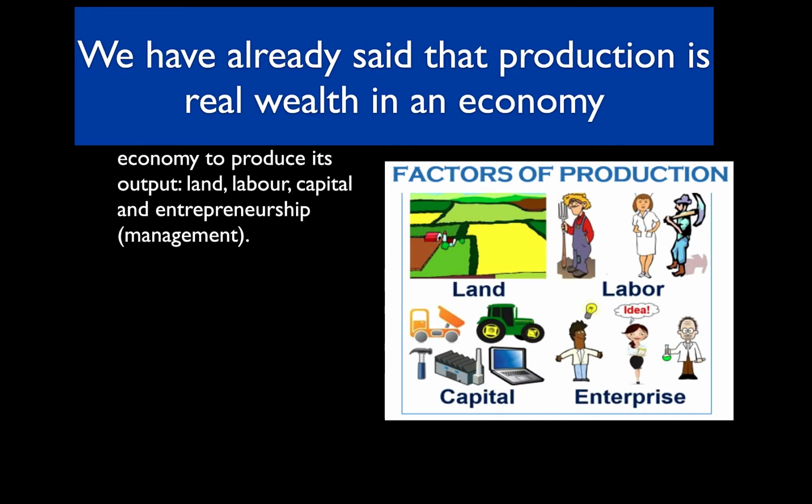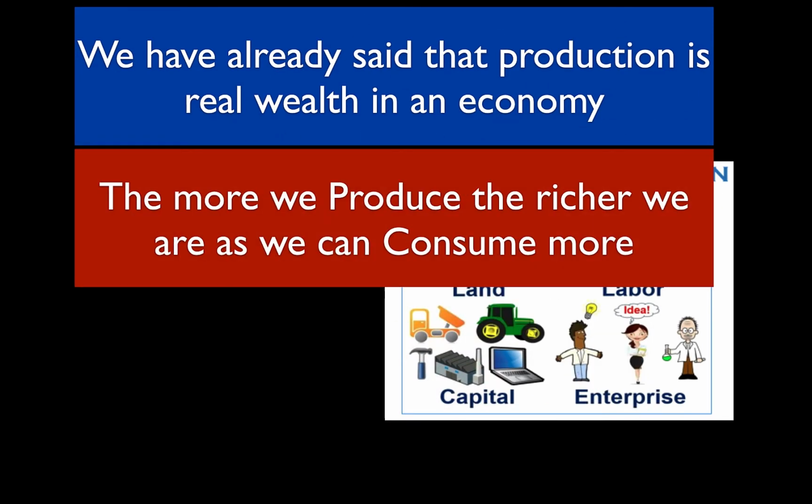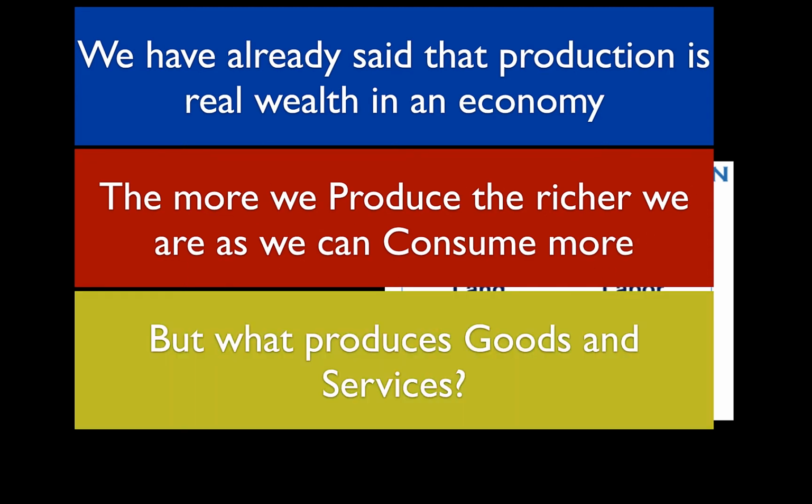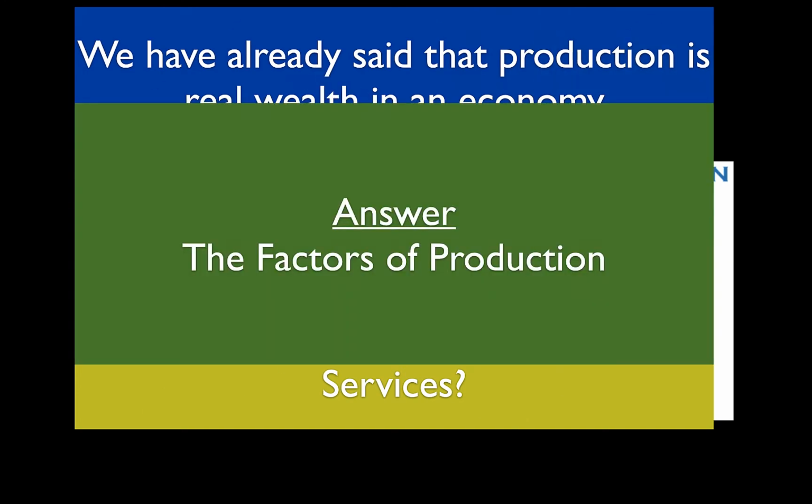So again, just to repeat, we've already said production is real wealth in an economy. Why? Well, how do we measure a standard of living? What we can consume. So the more we produce, the richer we are, because the more we produce, the more we can consume. But what produces goods and services? And the answer is the factors of production.